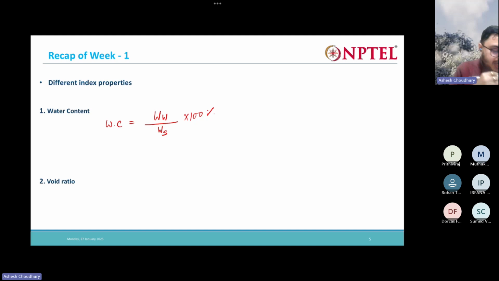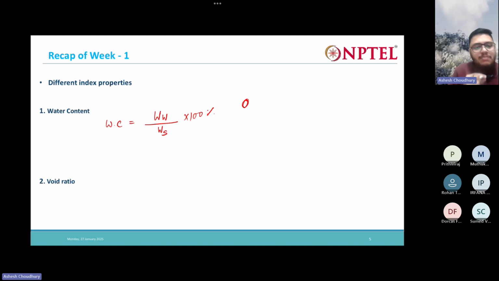Now, please tell me, what is the lower limit of water content? What is the minimum value of water content that any soil can have? Zero. Right, correct, Prithviraj, correct. Minimum value is zero.